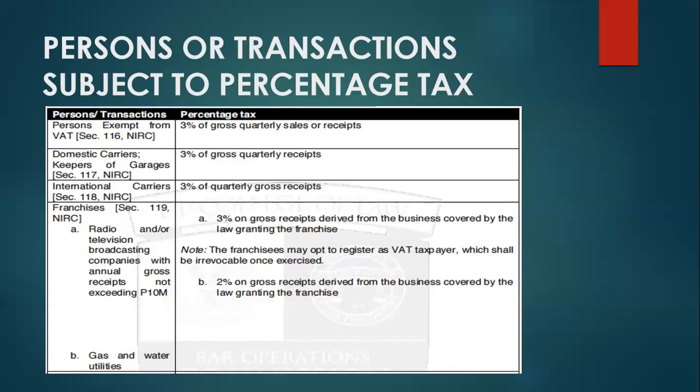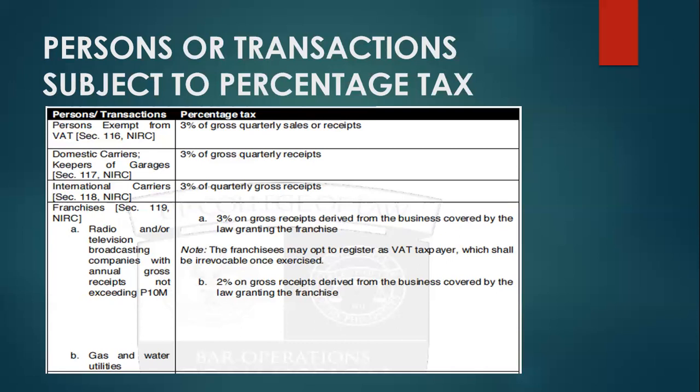Okay? Note, however, that franchisees may opt to register as a VAT taxpayer, which shall be irrevocable once exercised. So even if less than 10 million, if the franchisees opt to be VAT-registered, then they are VAT taxpayers and it cannot be revoked once exercised. So if you are below 10 million, you can be subject to 3% or register as VAT. Once you register as VAT, it is irrevocable. But for franchises with more than 10 million, that is subject to VAT.